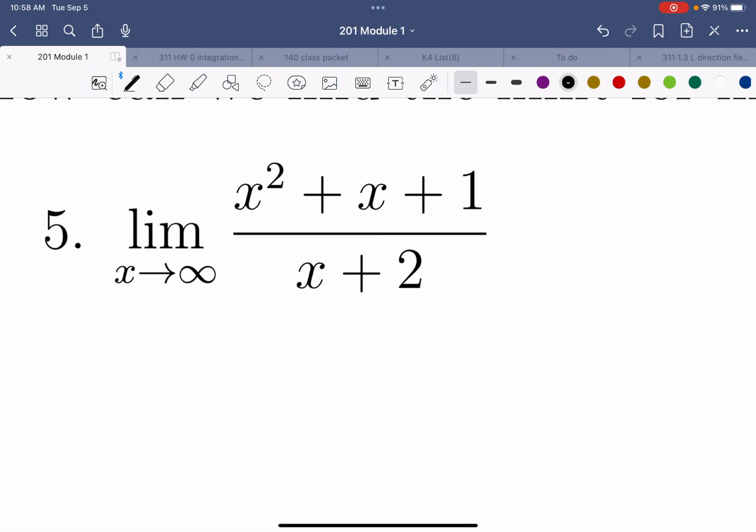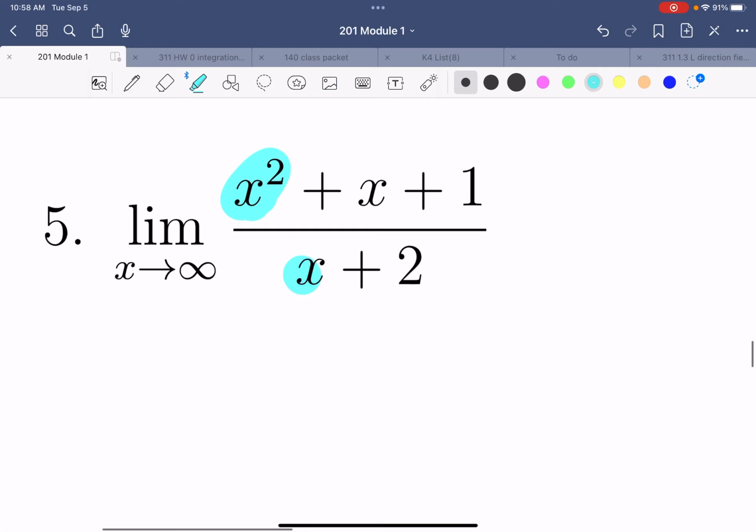So my leading terms in number 5 are the x squared and the x. I want to get rid of one of them. I'm going to choose the smaller power just because I think that's a little bit easier. So I'm going to get rid of this one. I'm going to multiply 1 over x in the bottom of my fraction to get rid of that x. But in order to do that, I have to also do that up top.